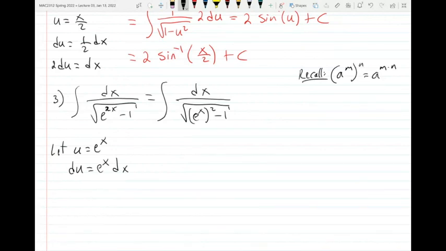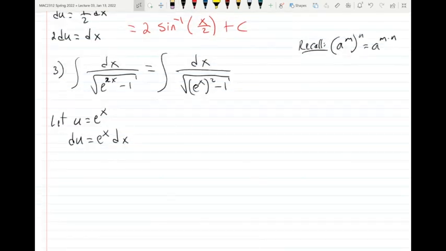Now, I already know that e to the x will become u. But then for dx, I only have dx here. So I'm going to divide by e to the x. But you should not be mixing x's and u's. Remember, e to the x is the same thing as u, right? So when I divide by e to the x, if you don't mind, I'm going to put u. That's the same thing. It's just that having u's and x's in the same place is not good practice.